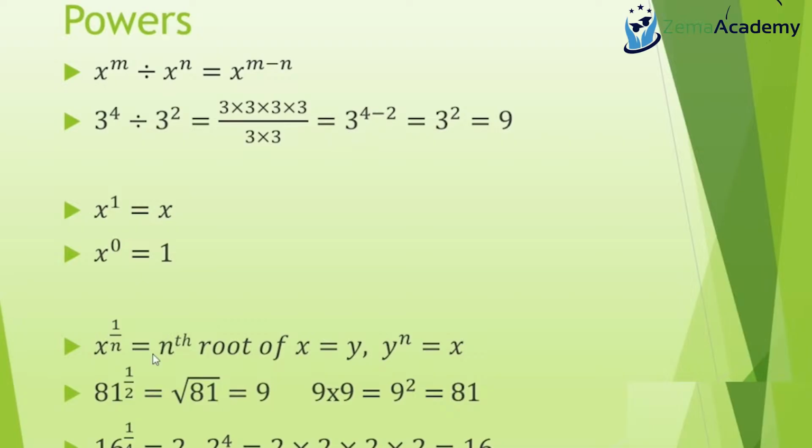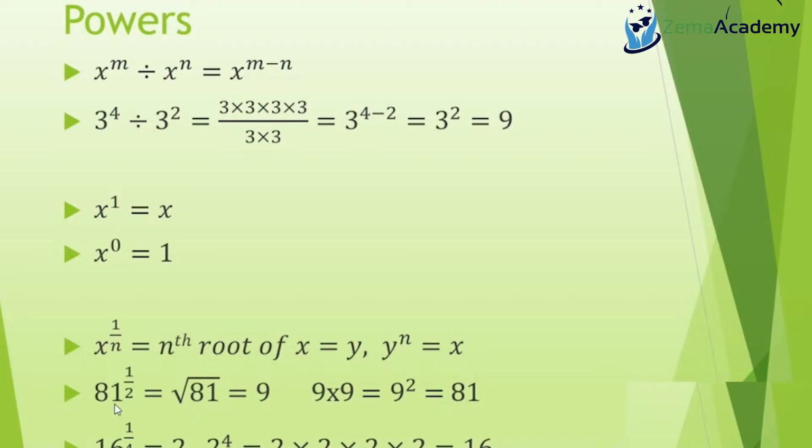The final rule that you need to be aware of is x to the power of 1 over n is the nth root of x. If y to the power of n equals x, then x to the power of 1 over n equals y. Again, the best way to test this out is to plug some numbers in and see how it works.